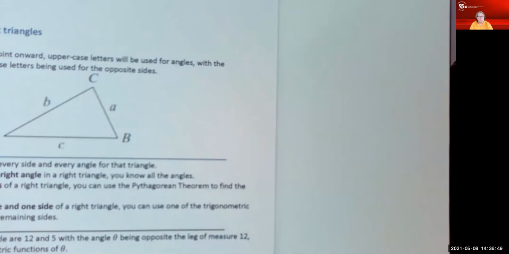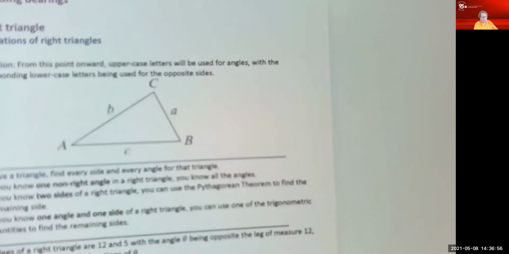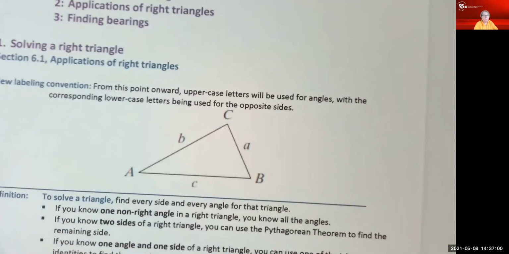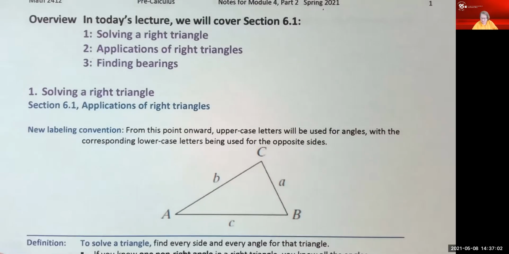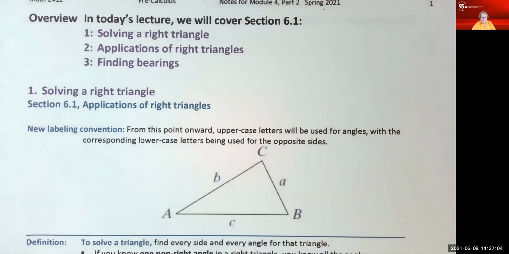Okay, I'm continuing to try new things. So let's just see how it goes. Can you all see the notes? Well, let me know.